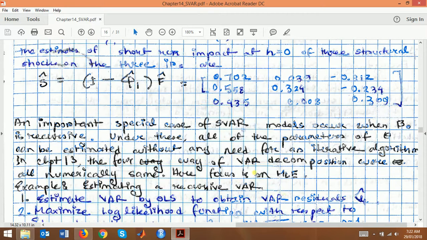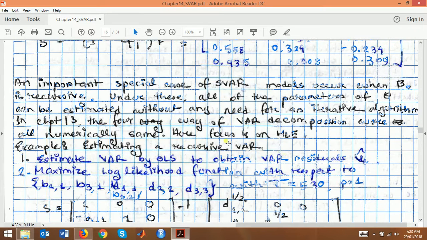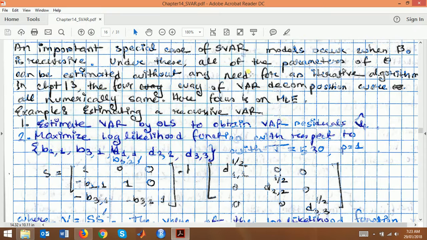So if your beta naught is recursive, then an iterative algorithm is not at all required. In chapter 13 we have seen in VAR decomposition, different types of VAR decomposition, all are giving numerically same results because we had recursive structure in beta naught. So SVAR becomes VAR. There is no SVAR estimation required when you have a recursive algorithm. So here focus is on maximum likelihood estimation in SVAR because we don't have any recursive algorithm. We are trying to avoid a recursive algorithm in this chapter.